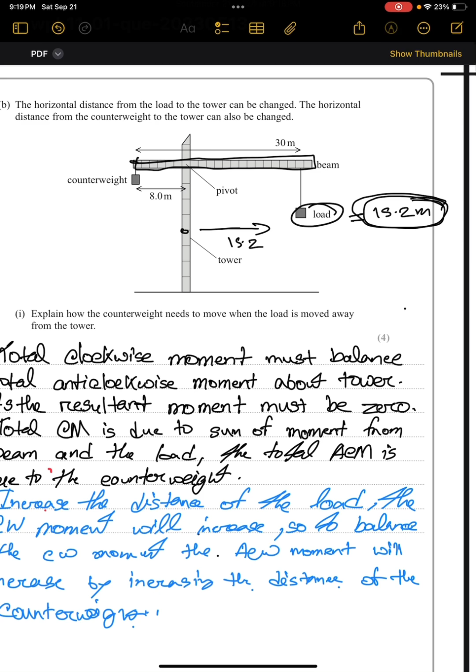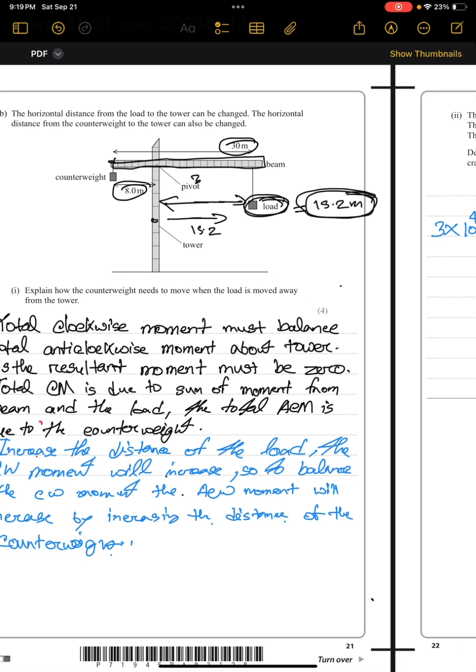So let's find out the distance of this position. If we see here, this is 30 meter and this is 8 meter. So the distance of this load is 30 minus 8 equal to 22 meter. So the edge of the beam is at 22 meter. It is 15.2, so it cannot go till the edge of the beam. If it gets to the edge of the beam, it will fall or topple. So let's go and write it down.